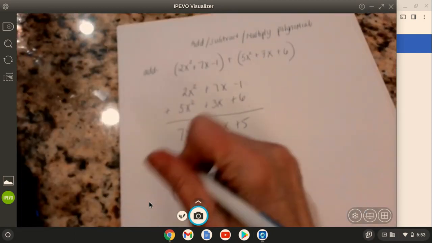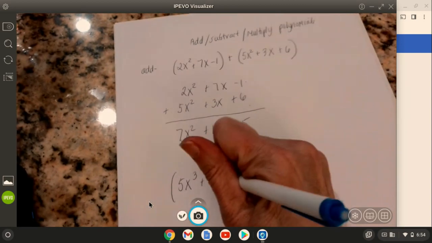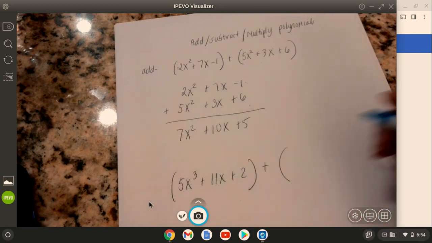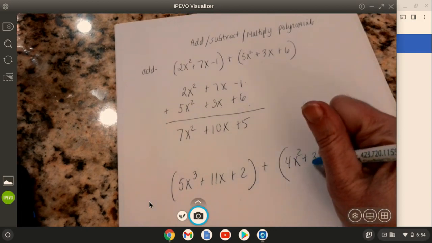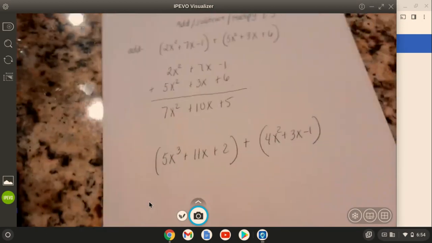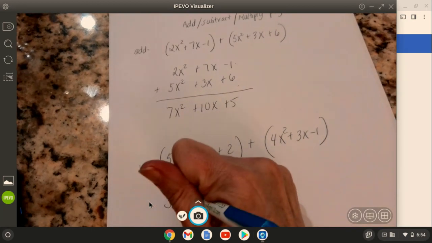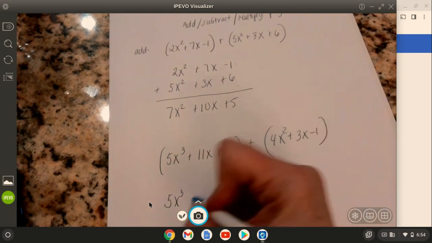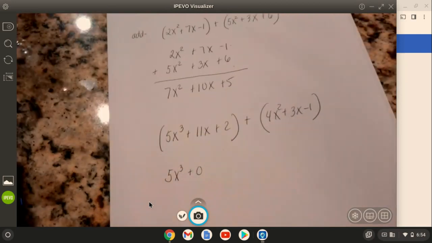You could have one like this, where you have 5x to the third plus 11x plus 2, plus 4x squared plus 3x minus 1. Okay, so I'm going to line these up as well just to make sure I'm adding the correct things. So I have 5x to the third. You notice here I don't have an x squared term, so I can put a 0 there as a kind of placeholder so I don't add the wrong things.